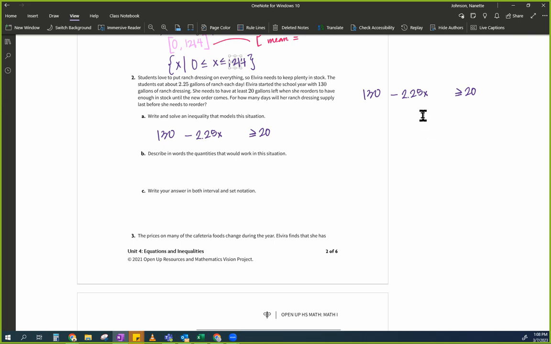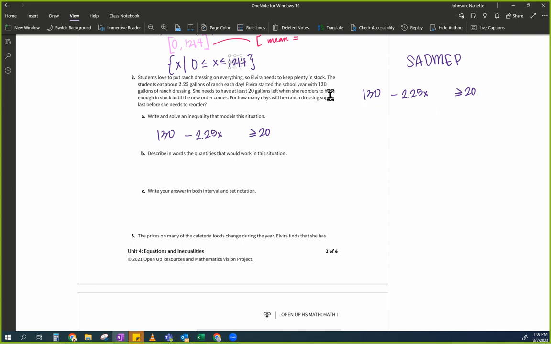Very good. Someone says, hey, Miss Johnson, I remember you talking about SADMEP. Does SADMEP still work here with inequalities? And the answer is yes. So you're looking for any kind of subtraction or addition. Very good. Someone said you subtract 130 first. Go ahead and subtract 130.